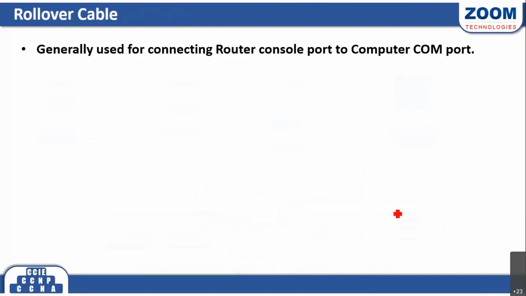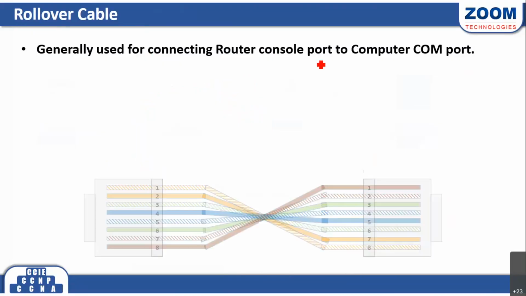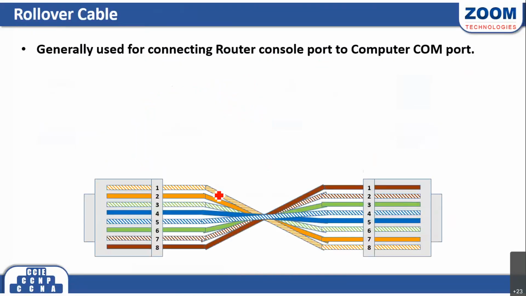Rollover cable is used for connecting a router console port to a comport, like a computer comport. Like when you purchase a brand new router, how do you configure it? From your PC, connect a cable. That cable we call what? A rollover cable. This is a rollover cable.